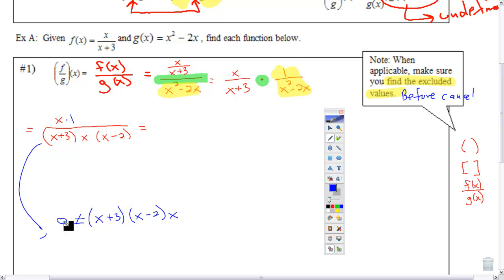I rewrote the order of these terms for no particular reason. Since this is already factored, since we already did that factoring, that means that I can simply take each factor, set it equal to 0, and solve it. So I got 0 doesn't equal x plus 3. I got 0 doesn't equal x minus 2. And I got 0 doesn't equal x. If I solve each of these, I'm going to get x can't be negative 3, x can't be 2, and x can't be 0.